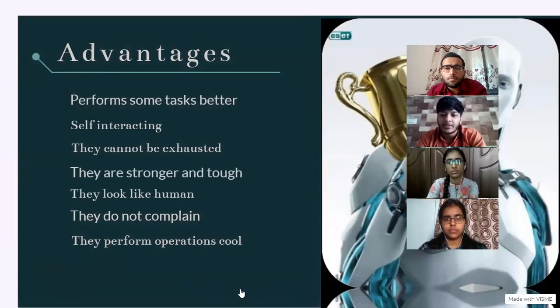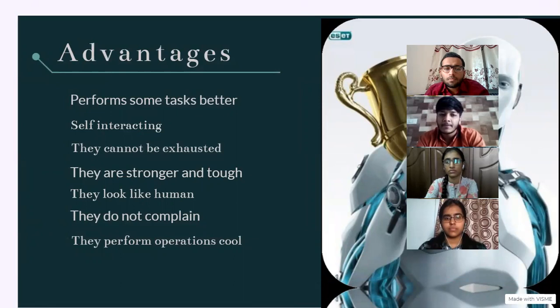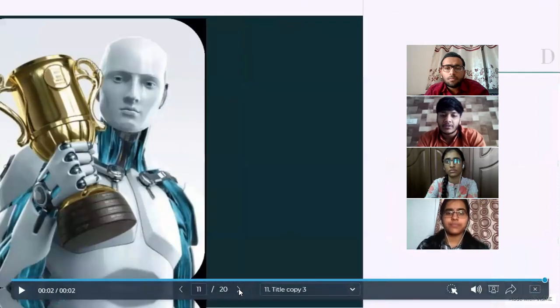So what are the advantages of these humanoid robots? Some of them are that they can perform tasks better than humans. They are self-interactive through concepts like machine learning and artificial intelligence. They cannot be exhausted. You can give them work and they will do it efficiently for a long period of time. They are stronger and tougher than humans. They look like humans, and they do not even complain about overwork or any work you assign to them. They do all their tasks perfectly. Now Manojna will tell you about the disadvantages.